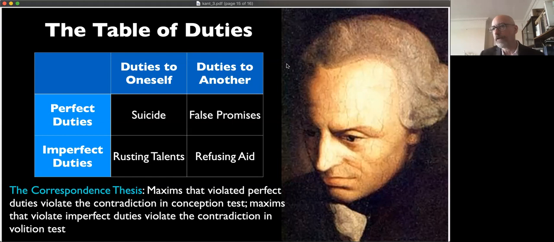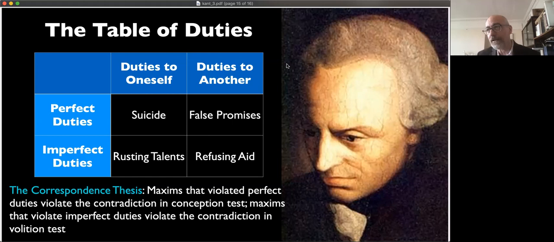And we're going to, again, look at the derivation and then look at the applications of the formula. This is going to be important for two reasons. First, the second formula, the formula of humanity, many regard as emotionally resonant, but claim it's difficult to apply, unlike the first formula. That's why people tend to only teach the first formula. But if you look at Kant's own ethical theorizing, he mostly uses the second formula to derive his moral claims. So we're going to have to try to understand how to apply the second formula.